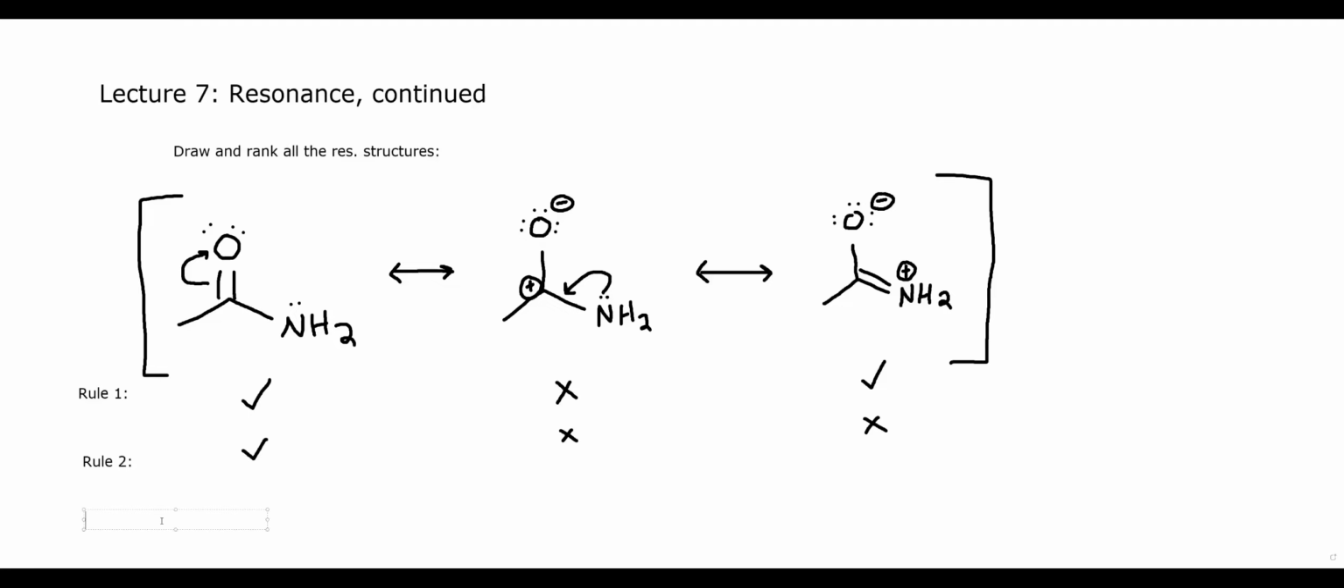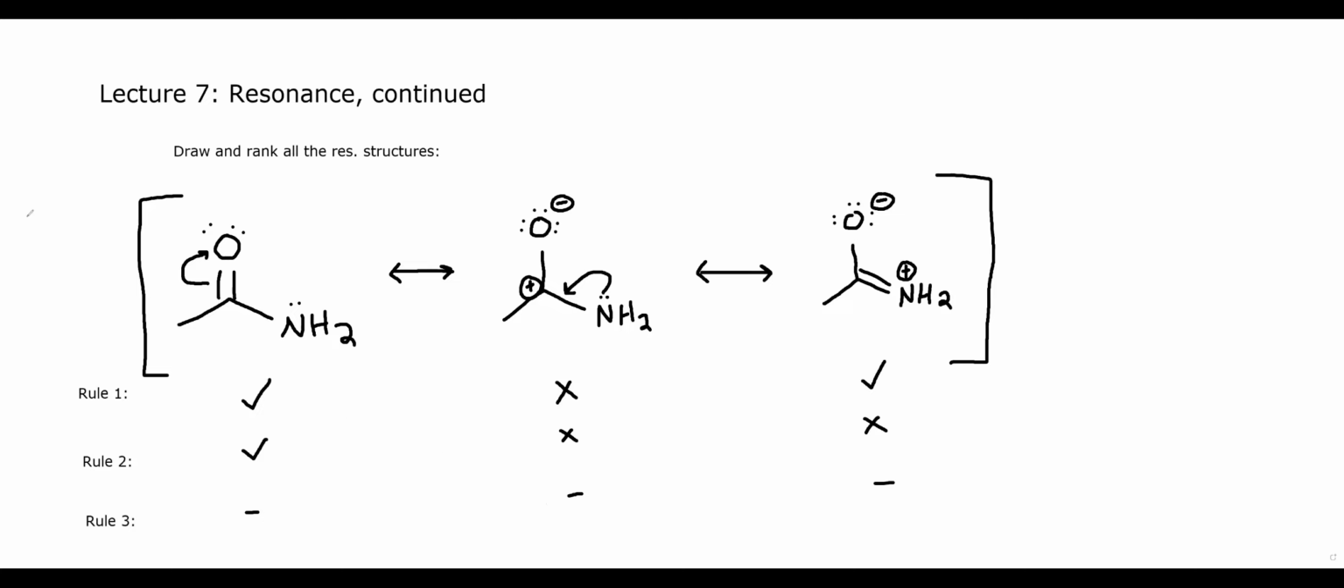And then for rule number 3, remember we want negative charges on more electronegative atoms. So let's consider where our negative charges are. We have a negative charge on oxygen. We have a negative charge on oxygen. Okay, so we're not gaining anything from rule number 3. Our negative charges are just always on oxygen. So we're not even really going to consider rule 3 because we don't have any negative charge on any other atom than oxygen. And rule 4, if all things are equal, we have equal contributors. Clearly, we don't need to use that rule because we have some differences here.